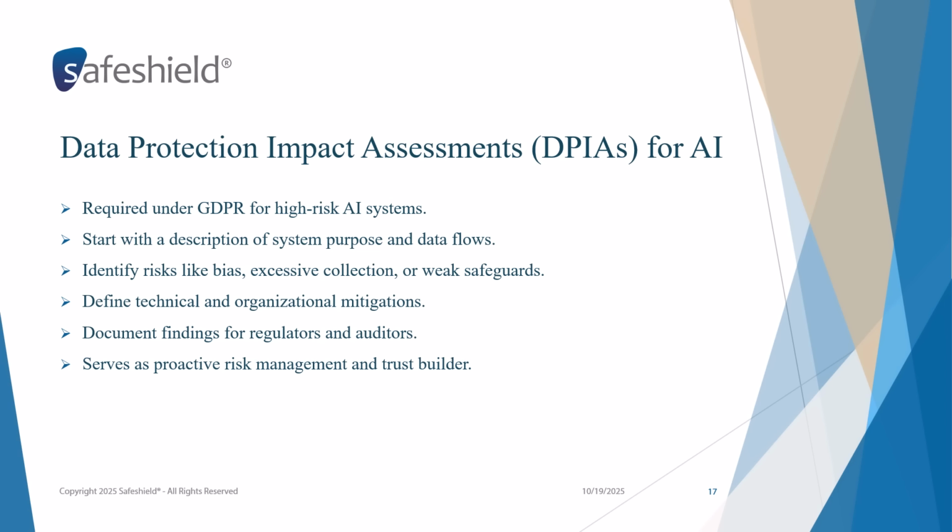Mitigation measures are then defined. These may include technical safeguards like encryption or differential privacy, as well as organizational steps like restricting data access or establishing human oversight. The DPIA should also evaluate whether the system complies with relevant legal and ethical standards. Documentation is essential. Regulators may request DPIAs as evidence of compliance, and auditors use them to verify that risks were properly assessed. In addition, DPIAs provide transparency to stakeholders and can strengthen public trust in AI projects.